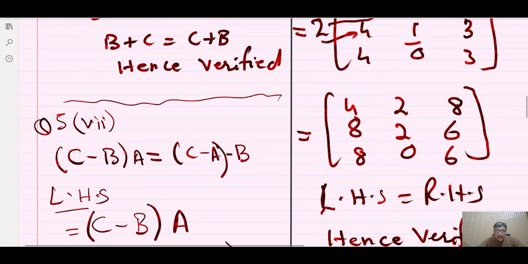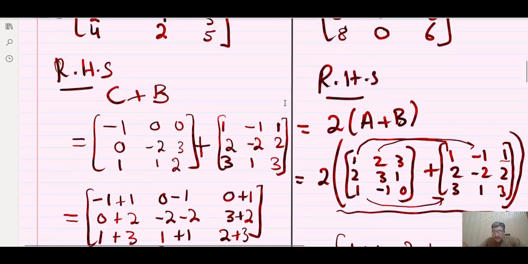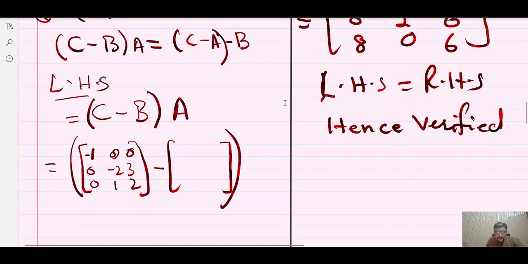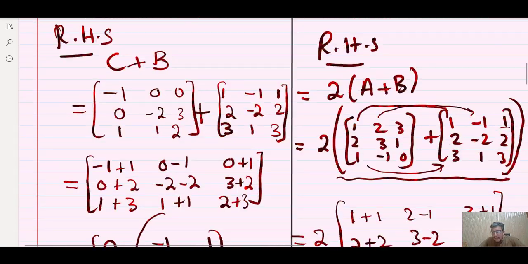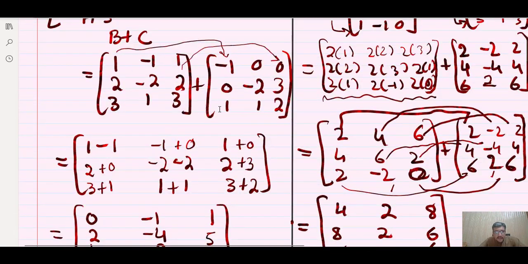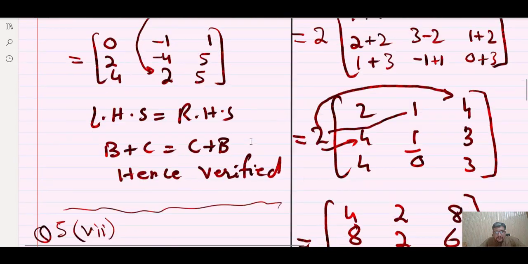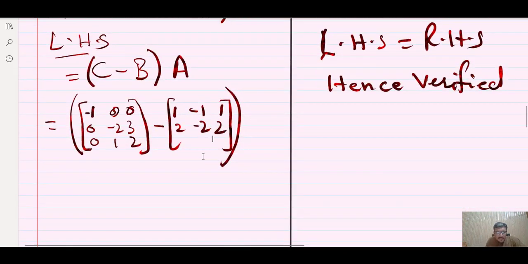Then the B matrix is given, I think: 1, minus 1, 1, 2, minus 2, 2, and 3, 1, 3. Yes, 3, 1, 3, and this is not 0, this is 1. So whatever result we get, we will multiply it with the A matrix.